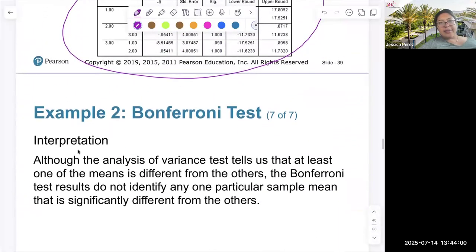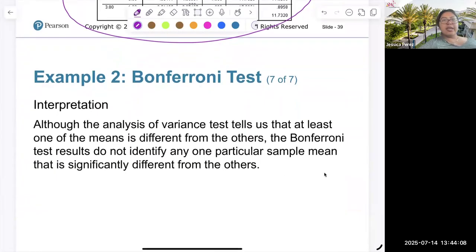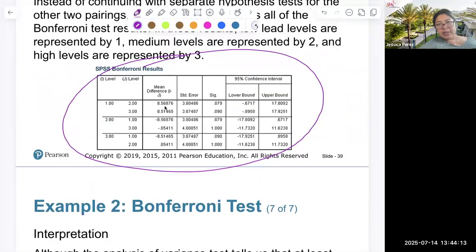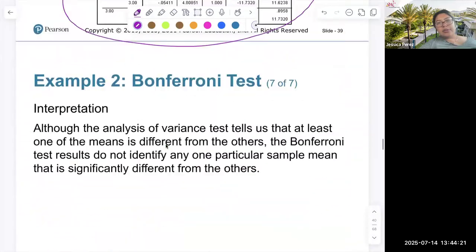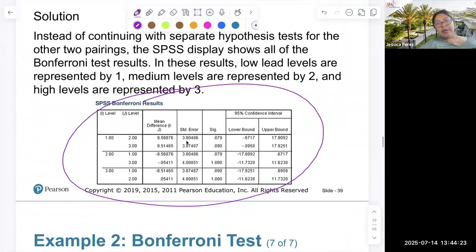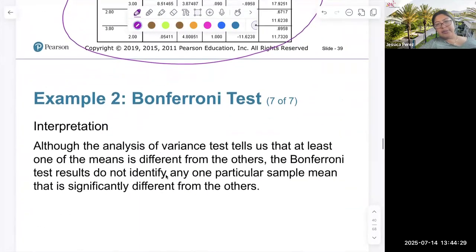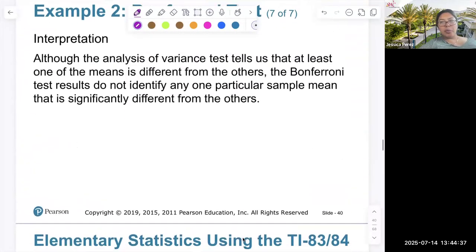When we look at the data, although the analysis of variance tells us that at least one of them is different, the Bonferroni tests do not identify any particular sample mean that is significantly different from the others. So let's look at the sample means. Look over here. Look at the differences here. The Bonferroni test allows us to actually look at the mean difference. Is there a lot of difference between one or the other? Are they significantly different from the other? And that finishes section 12.1.